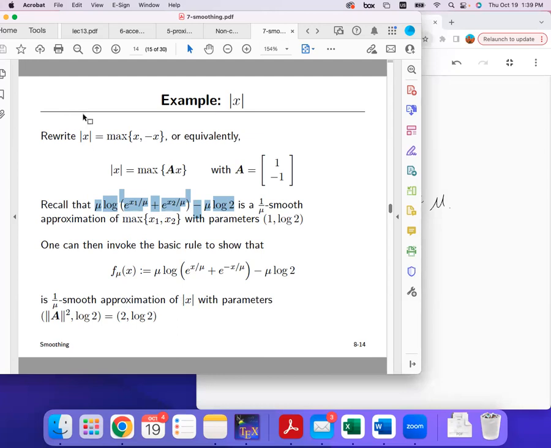Intuitively, considering this form, the absolute value function is a special case of the maximum function. So we can still use this function to approximate it.